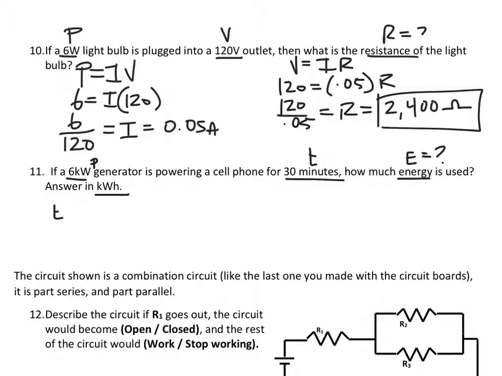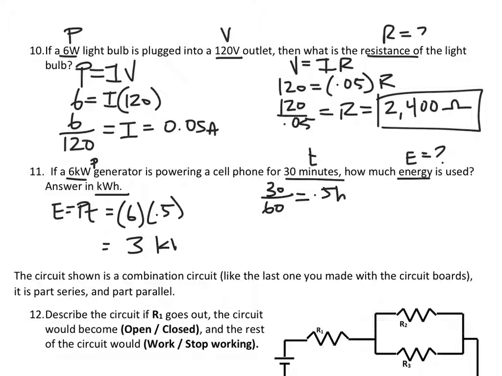Well, I know that electrical energy is power times time, but my unit for energy is kilowatt hours. So my power is already in kilowatts, but my time needs to be in hours. Here it's in minutes. So how do you convert minutes to hours? Well, take 30 minutes divided by 60 minutes in 1 hour. That gives me 0.5 hours. So that's my time. So energy equals power times time, which means that energy equals 6 times 0.5. And when I multiply those two together, I simply get 3 kilowatt hours as my electrical energy.